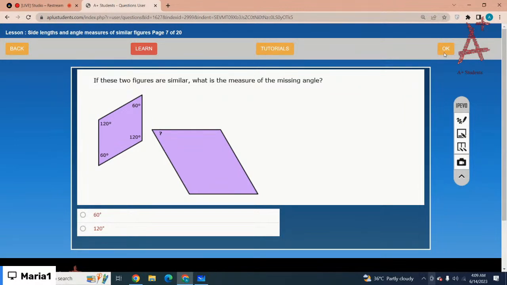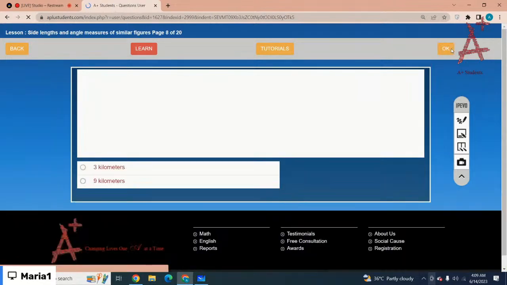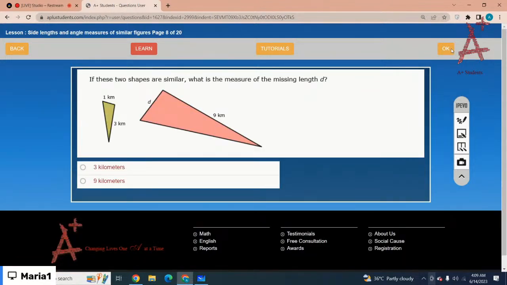Which is the correct option? 120? No, no, no, no, no. If you rotate this image, this one is similar to this. It would be 60 degrees, not 120. See, that is similar to 60. Got it?